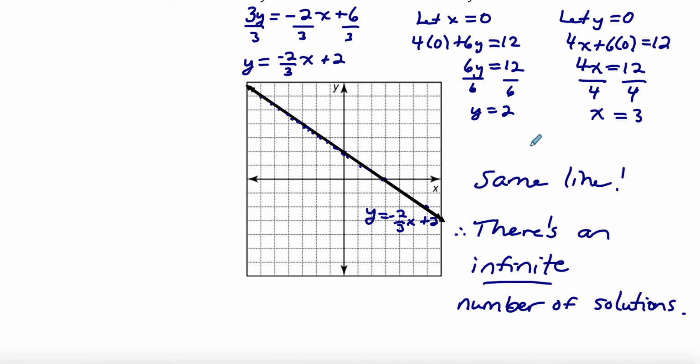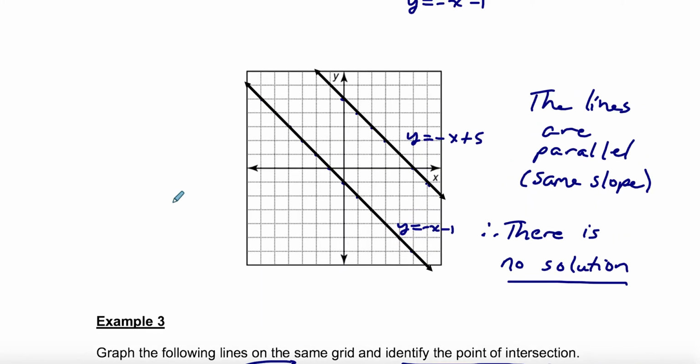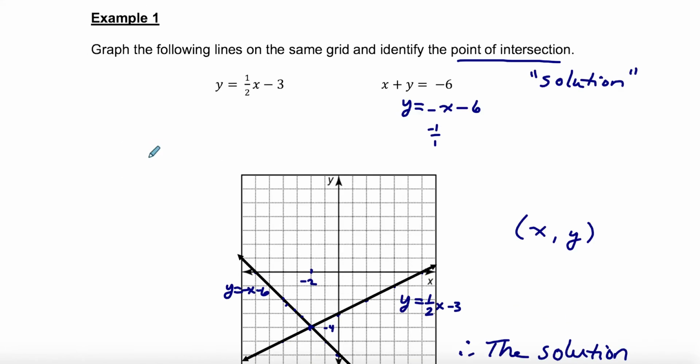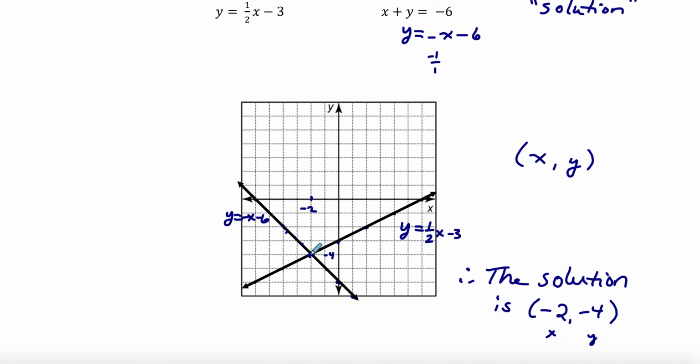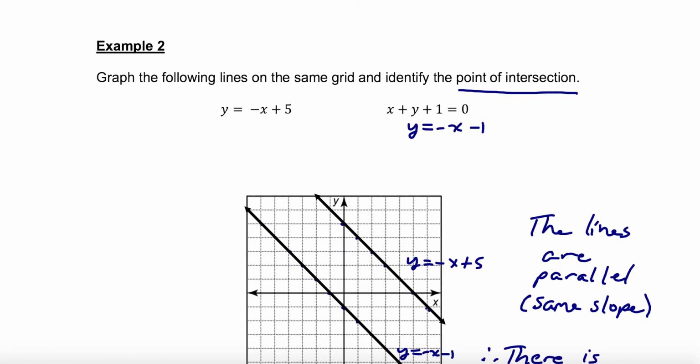And those are the 3 possibilities that we would have. So if we graphed 2 lines, they could actually be the same line twice, and there's an infinite number of solutions. We could have parallel lines, and then there is no solution. But most often we end up with 2 different lines, and then there would be one solution where they cross.